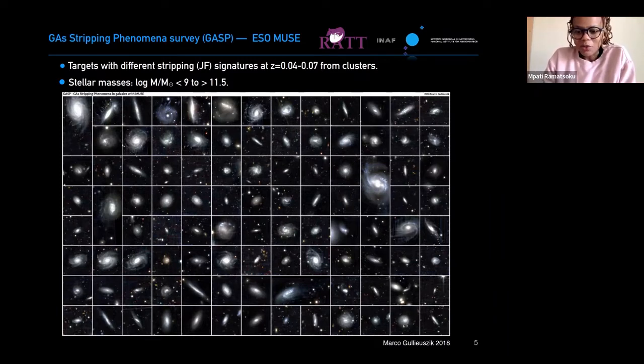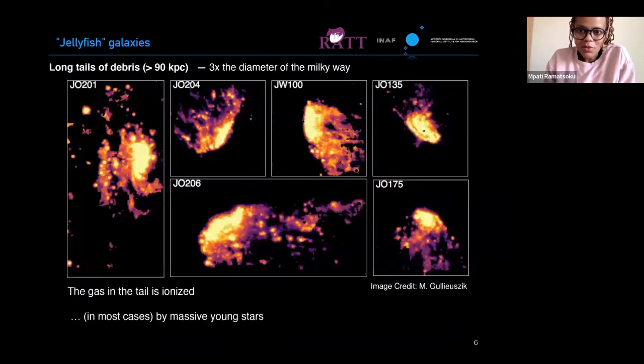These galaxies were observed with MUSE, and it was found that most of them actually have gas in the tail that is ionized. And we are talking about long tails here. These tails of debris, if you will, are about 90 kiloparsecs in length. If you want to conceptualize that, this is about 3 times the diameter of the Milky Way. So we are talking huge, long tails. And for us, this is what we consider a jellyfish galaxy.